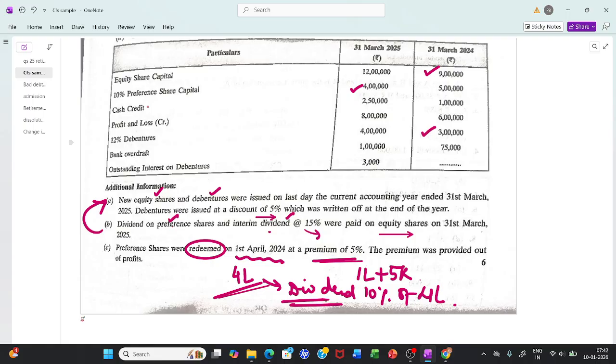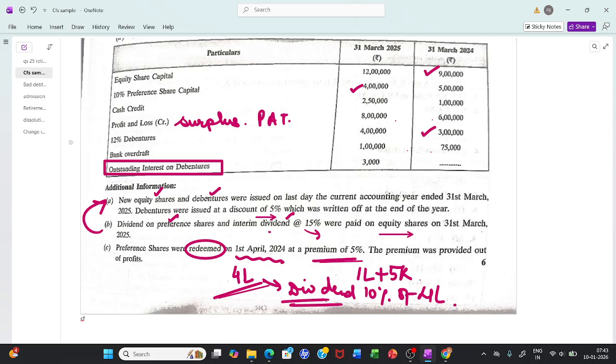Cash credit is, you can say in simple words, one of the common sources of finance. So this is coming under financing activity of raising 1,50,000. What is this 6 lakh and 2 lakh? This is the surplus statement of P&L, profit after tax, which we start with. Then we have 12% debentures, then we have bank overdraft, and now we have outstanding interest on debentures.